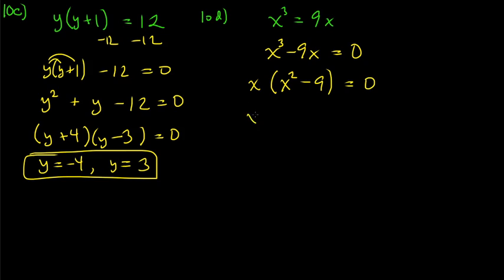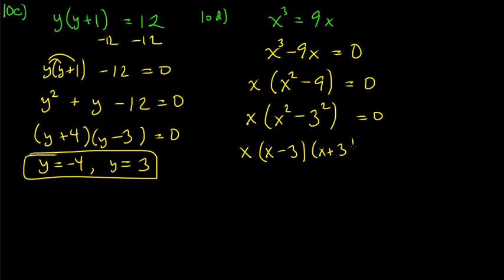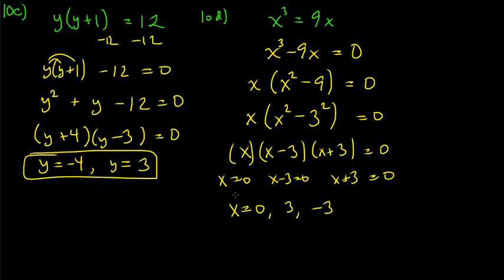However, x squared minus 9, as we saw earlier, is just the difference of two perfect squares, right? 9 is 3 squared. So I can factor that, a squared minus b squared, as a minus b times a plus b. So the three factors here are x, x minus 3, and x plus 3. When you set them equal to 0, we again get three solutions instead of two. We get 0, 3, and negative 3.